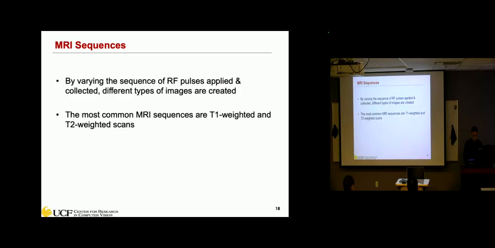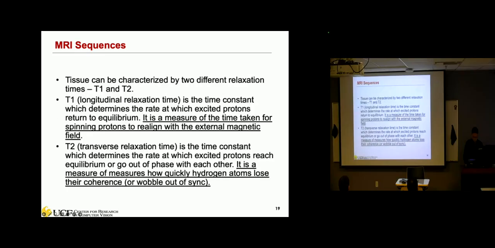So next we'll talk about different MRI sequences and how they look when we generate these images. Basically, we can vary the sequence of the alpha pulse applied and collected, so different types of images can be created. As mentioned earlier, the most common MRI sequences are T1 weighted and T2 weighted scans.